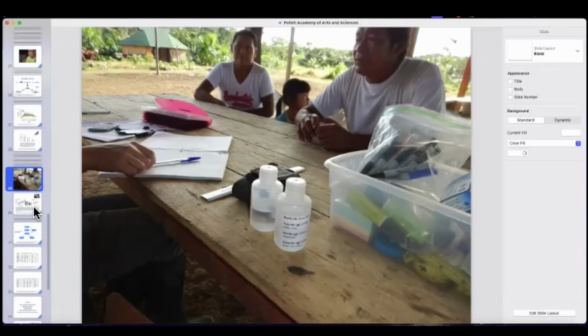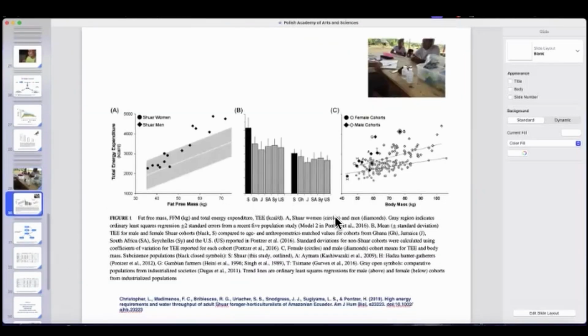And so what we found, which was quite remarkable, that we published about 6 years ago, was that the Shuar have among the highest levels of metabolic output and energy expenditure of any population in the world. If I can, this is probably the most telling study here, or figure.